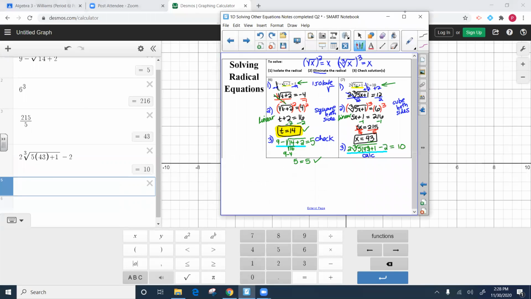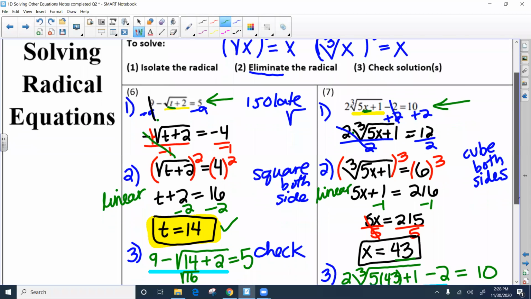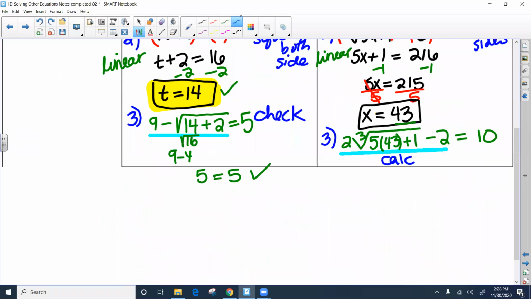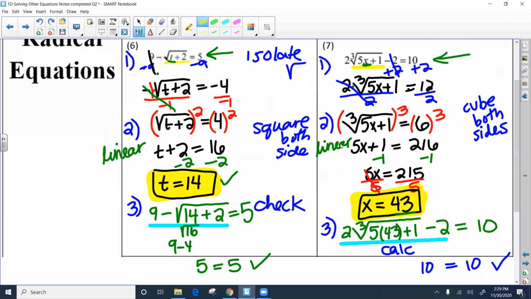That means the left side of my equal sign is 10. That's what we got on our calculator. And then equals 10. The right side of our equal sign was also 10. So this is a true equation. It makes the equation true. So that means x equals 43 is a valid solution. Okay, keep going. We've got a couple more. We got 2 more examples, and then we'll do some practice.